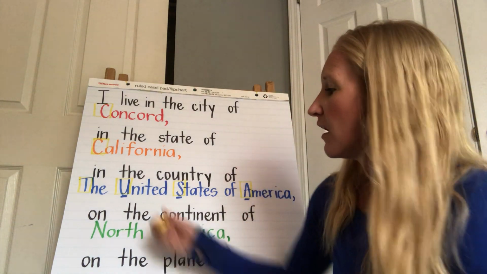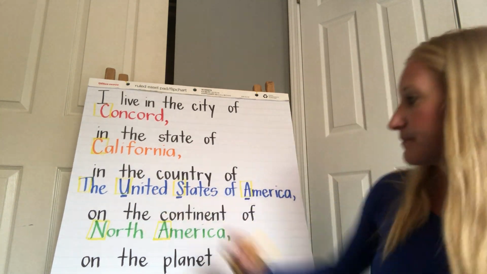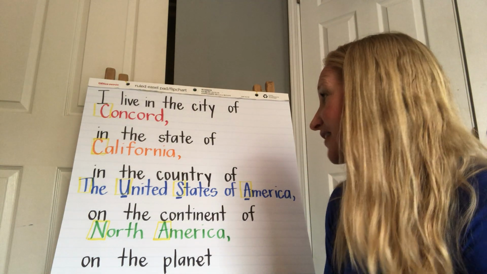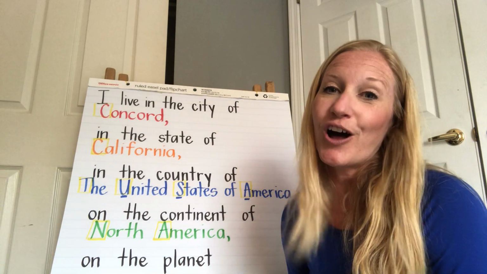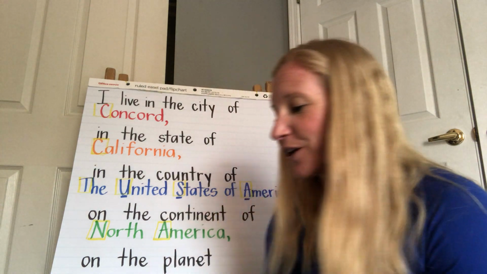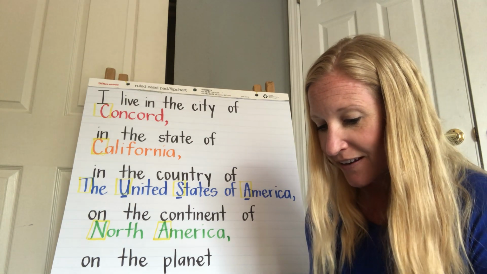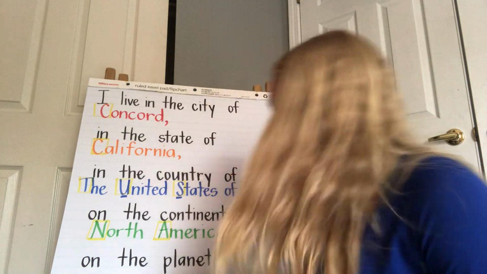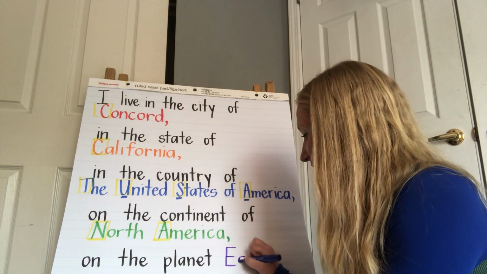And I will, of course, box our uppercase letters. And so now it says, I live in the city of Concord, in the state of California, in the country of the United States of America, on the continent of North America, on the planet. And this you already know because we already studied our planets this year. But I'll show you again the picture from the story, the planet Earth. And you all know that. So let's see, we're going to do Earth in purple. And now actually we can finally put a period at the end.